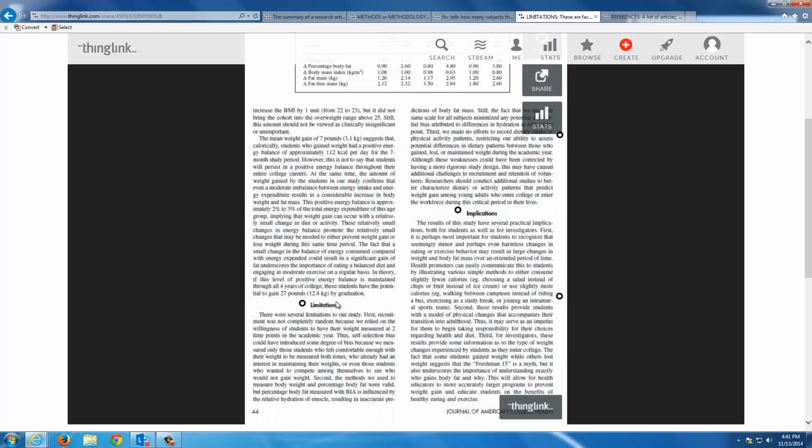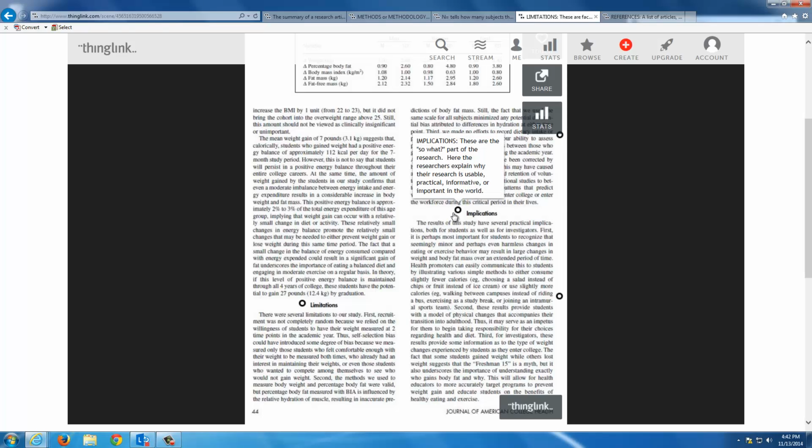Jumping ahead, we can go to the limitations section. The limitations are where the researchers are going to talk about factors that may have influenced the research, that may have been changed, something that if that weren't a factor, it would make the research stronger. So giving a brief look at the limitations will give you an idea about the areas where this research wasn't as strong.